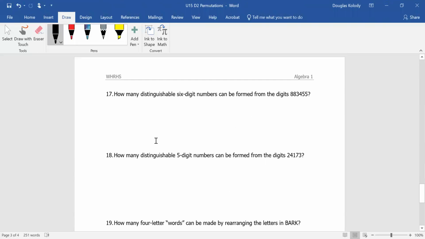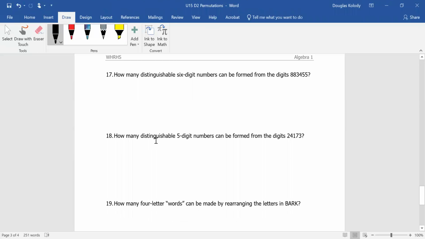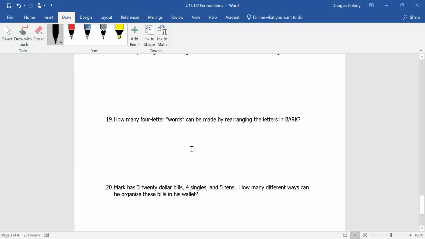17 through 20. 17, skip it. We just did that. 18, skip it. We just did that. 19, how many 4-letter words can be made by rearranging the letters in bark? Do any of the letters repeat in bark? No. There's 4 letters. That'd be 4, 3, 2, 1, or that would just be 4 factorial. What if no letters repeat? If no letters repeat, then there's no denominator. You're done. That's just 4 times 3 times 2 times 1. 12 times 2 is 24.